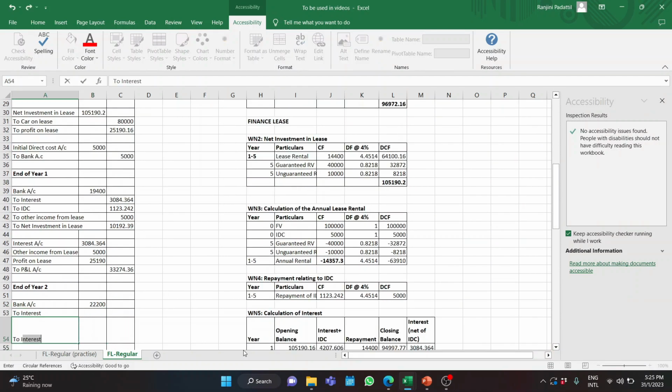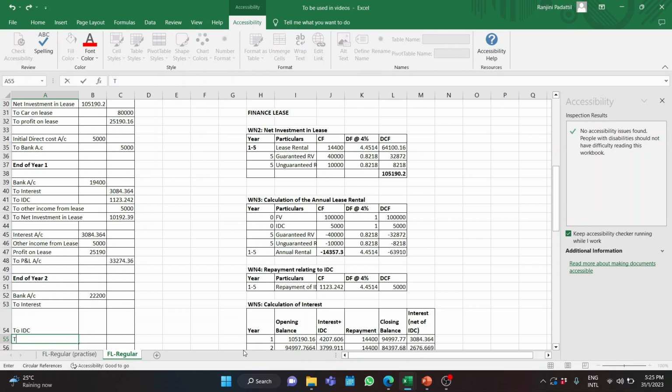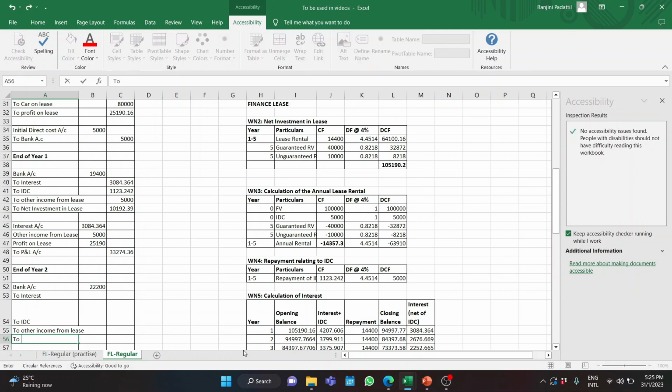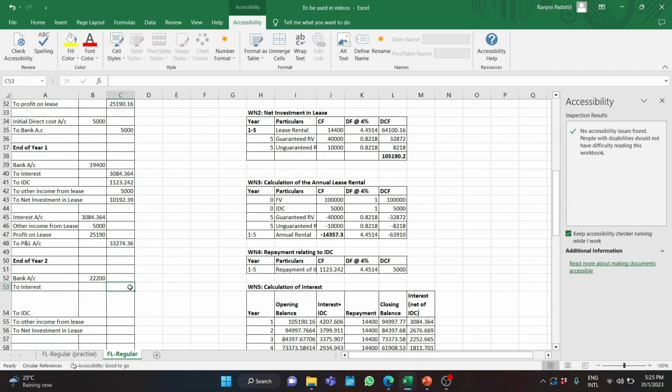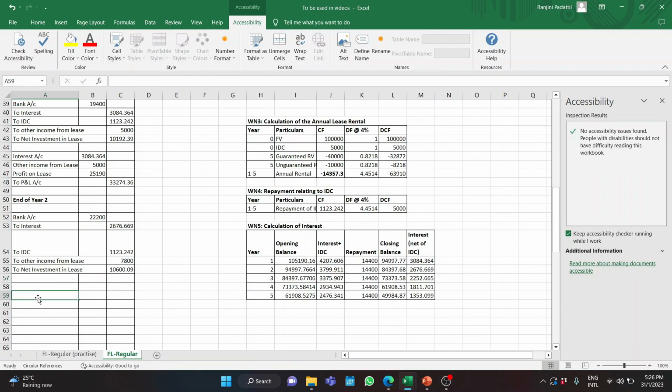Part of it goes to interest, part of it to IDC, part of it to income from lease, and the remaining to net investment in lease. The interest we pick up from here, the IDC from here, other income is 7,800, and the balancing figure of 10,600. What all goes to the P&L account? You have interest, other income from lease to P&L. Interest is 2676. Other income is 7,800.